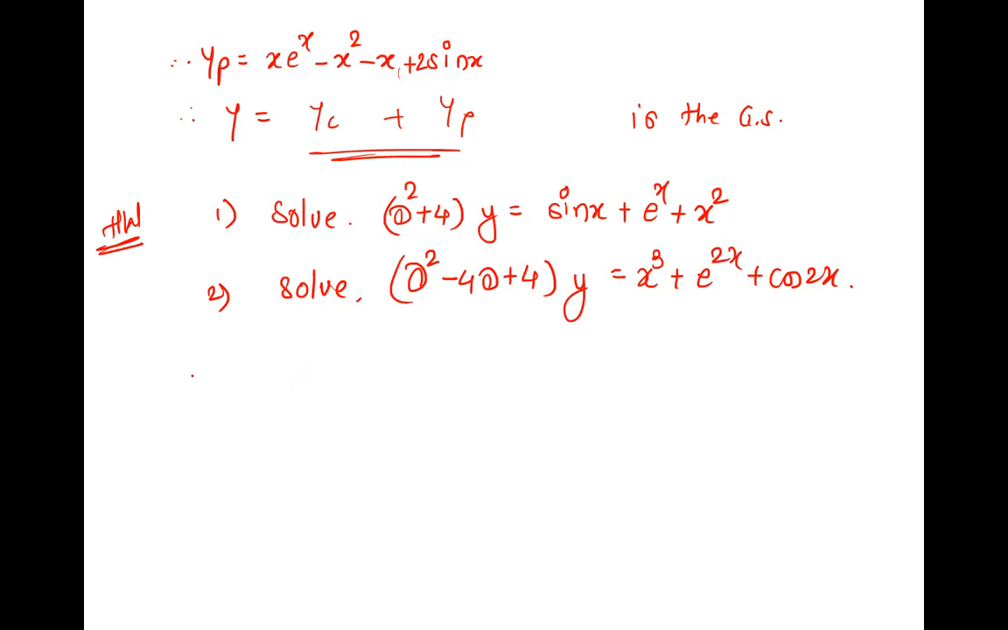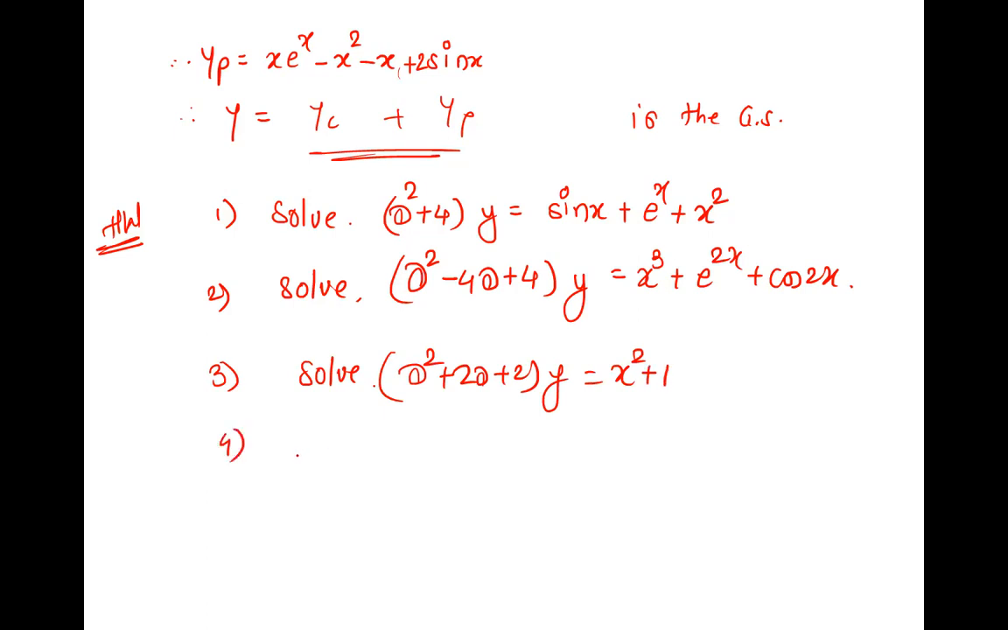Next, solve d square plus 2d plus 2y is equal to x square plus 1.